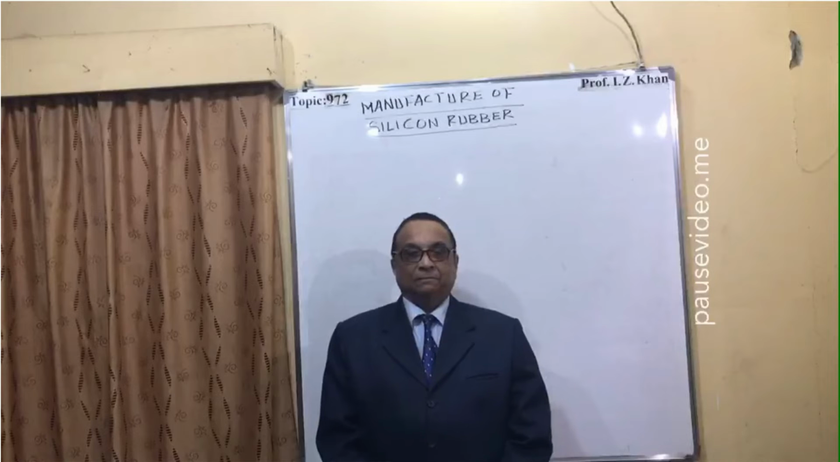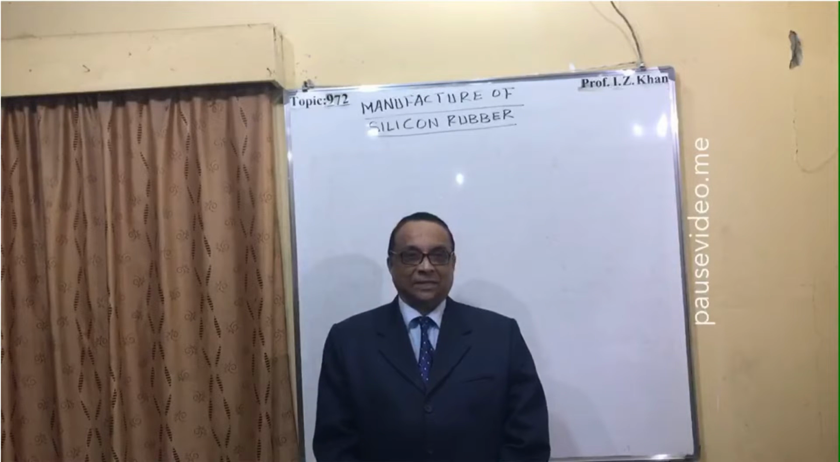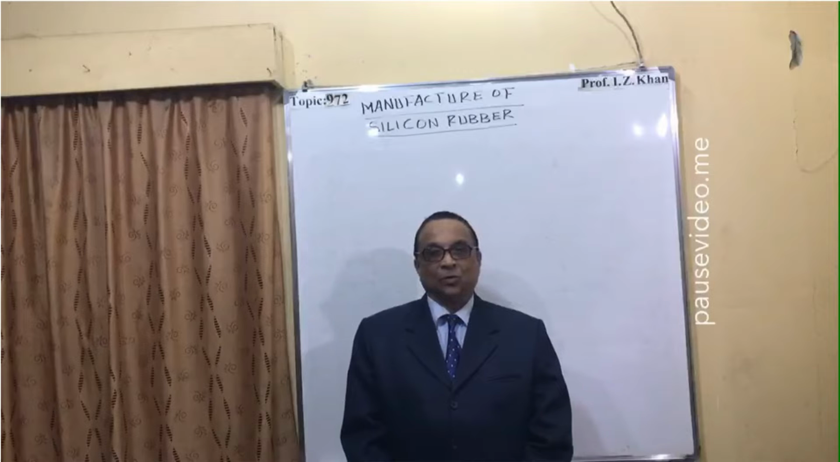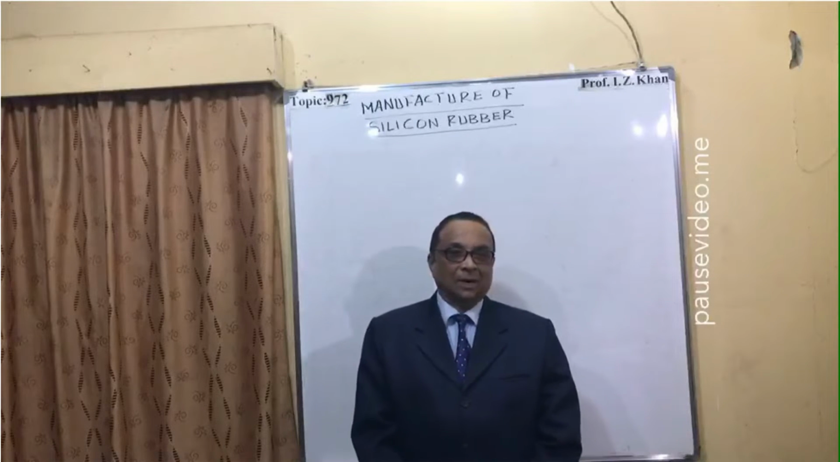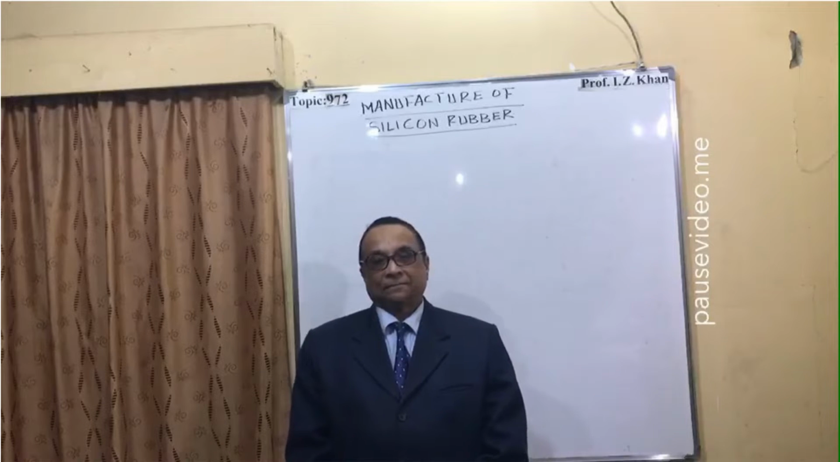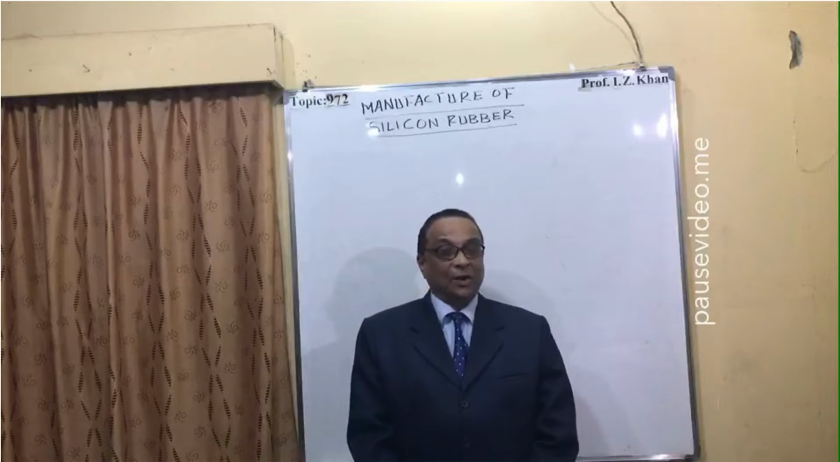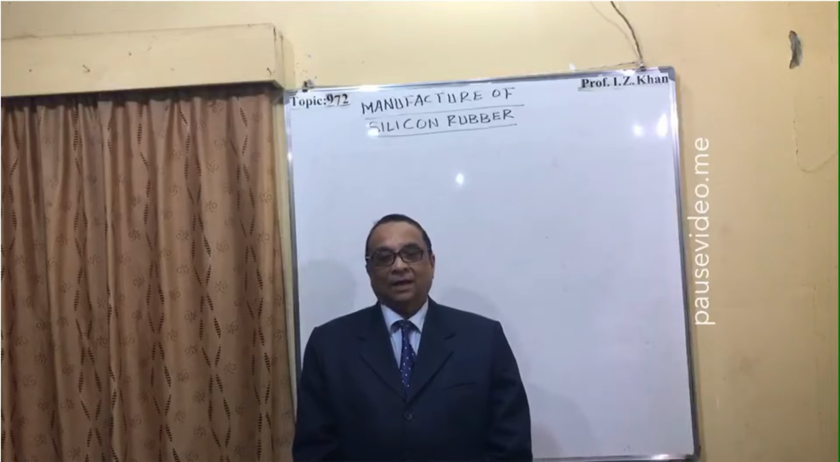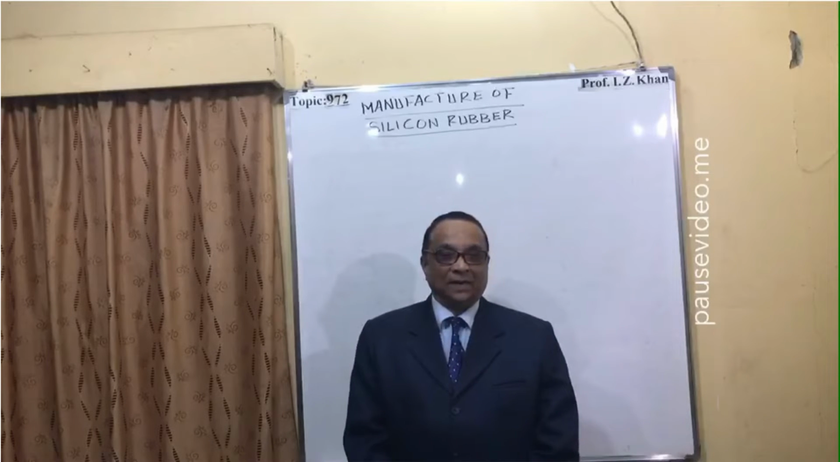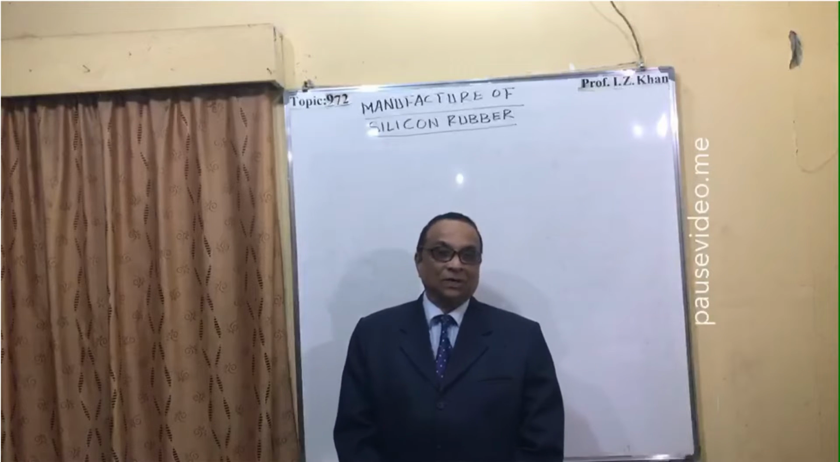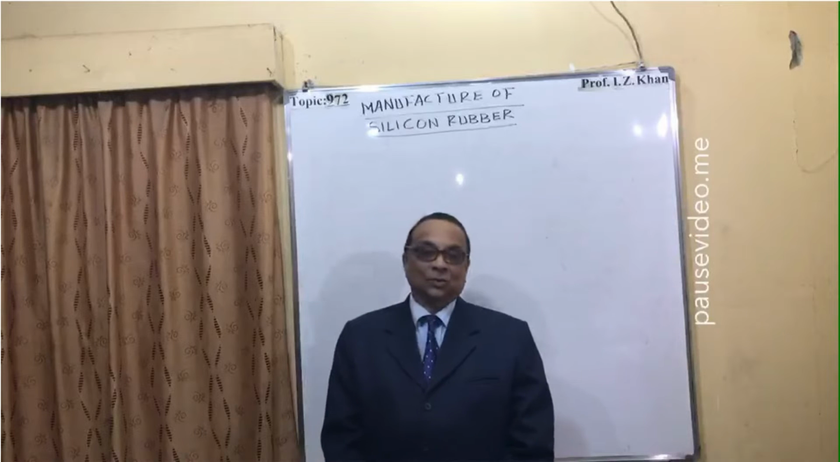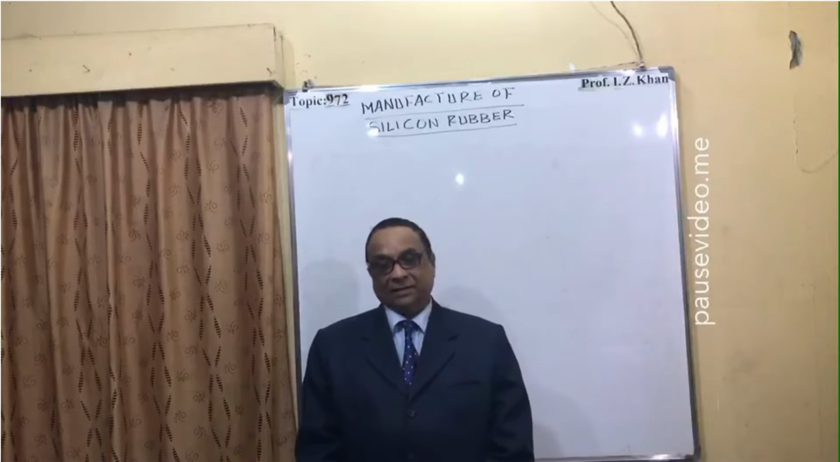Hello everyone, you are all welcome to lecture number 972, and today I am going to discuss the manufacture of a very special rubber that is called silicone rubber. And as we know, silicone is a very important element, and nowadays it has lots of uses in the 21st century, and it is also used to manufacture a special type of rubber which is extremely resistant to heat and sunlight.